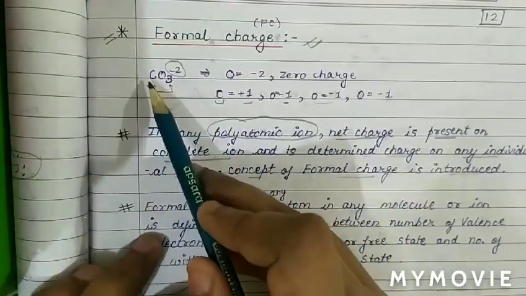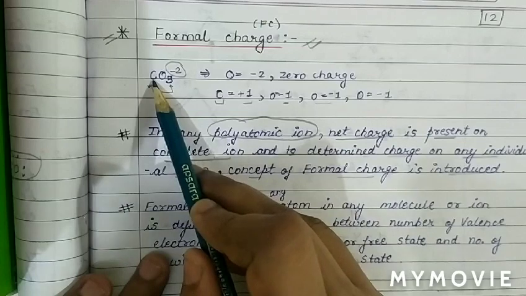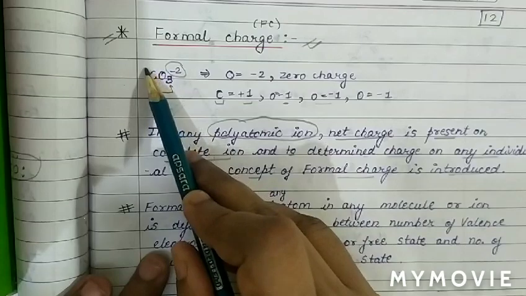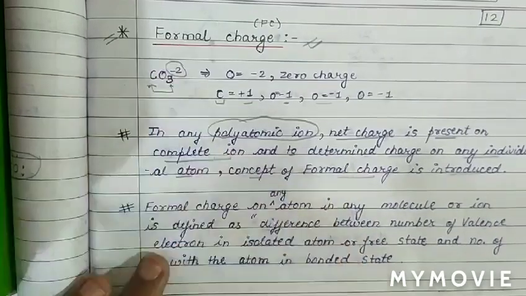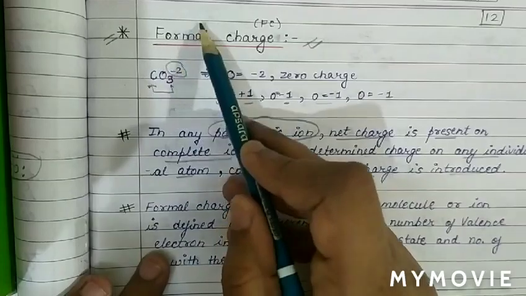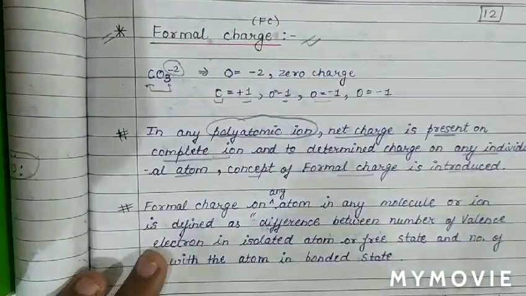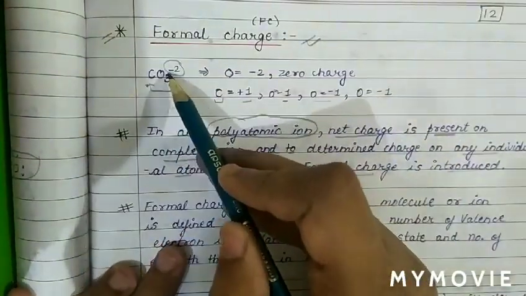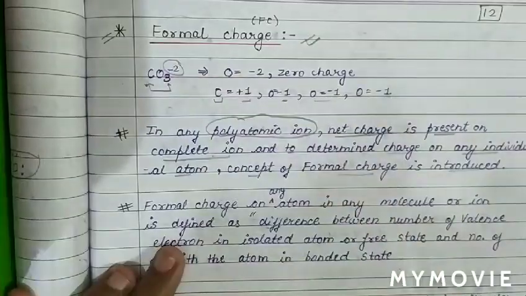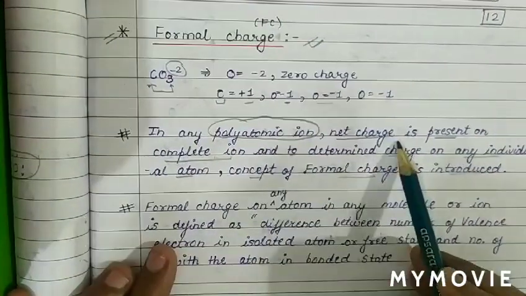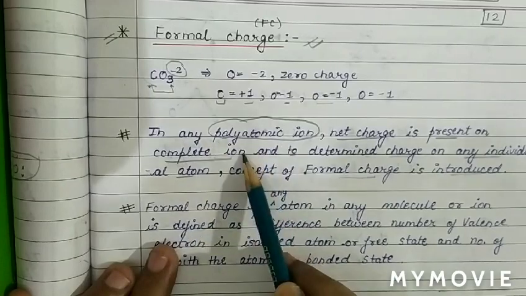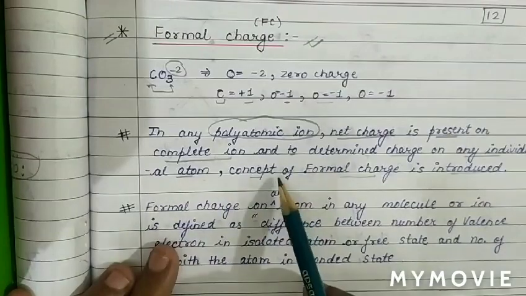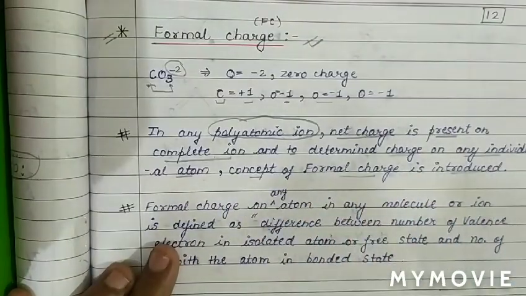Suppose we want to calculate the charge on the carbon atom and the charge on each oxygen atom, as well as the overall charge on this molecule. The charge calculated is known as formal charge. So with the help of formal charge we can calculate the charge on each and every atom as well as on the overall molecule. In the case of a polyatomic ion, the net charge present on the complete ion is called formal charge. Also we can determine the charge on any individual atom, so the concept of formal charge is introduced.